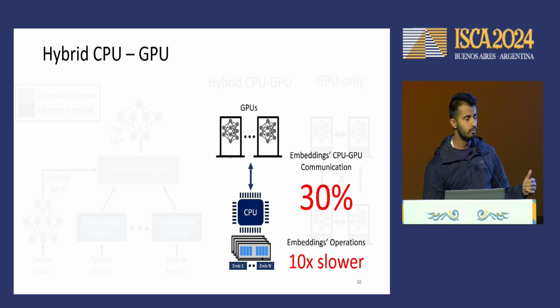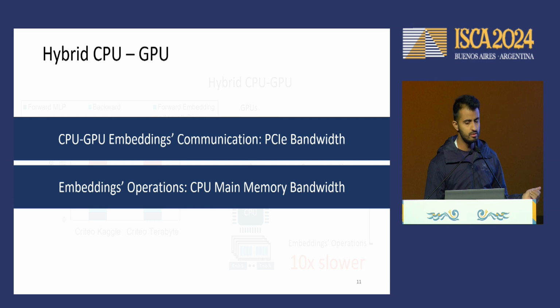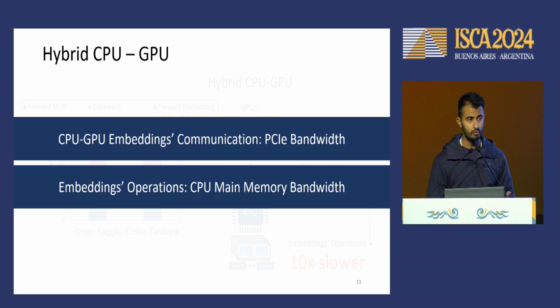If we take a look at the embedding operations on low-bandwidth CPU main memory, they are usually 10 times slower in comparison to GPU HBM-based execution, because of the higher bandwidth that GPU HBM provides. So these inefficiencies directly map to the system bottlenecks, which are frequent CPU to GPU communication over the limited bandwidth PCIe link, and the embedding operation over low-bandwidth CPU main memory.